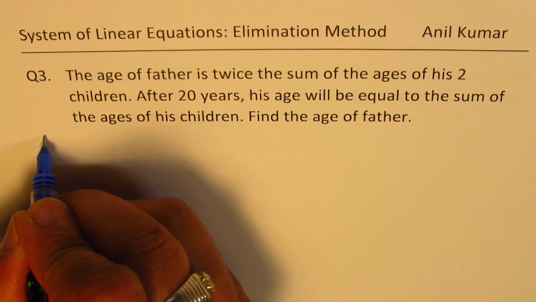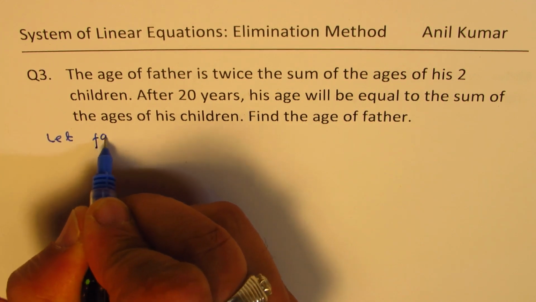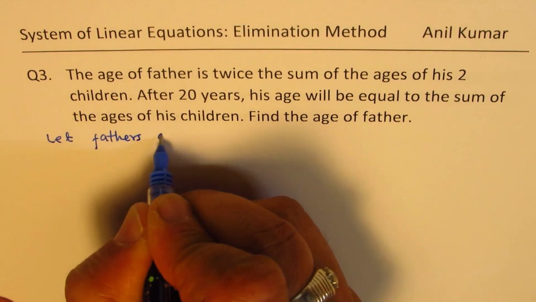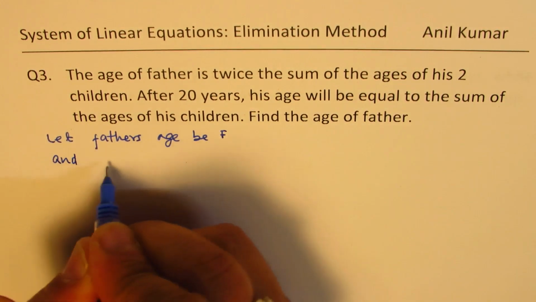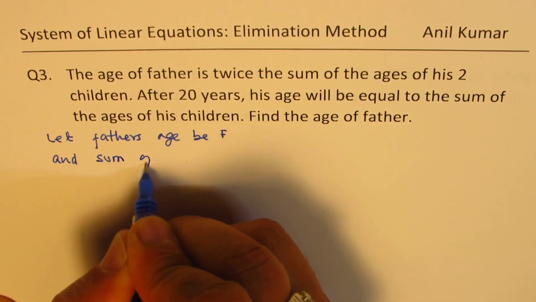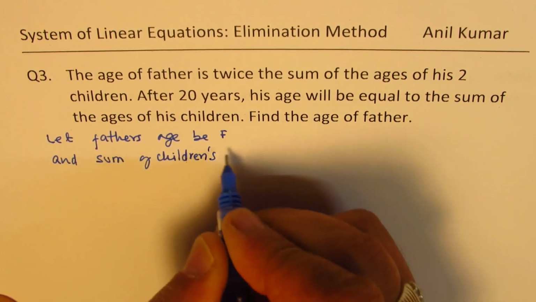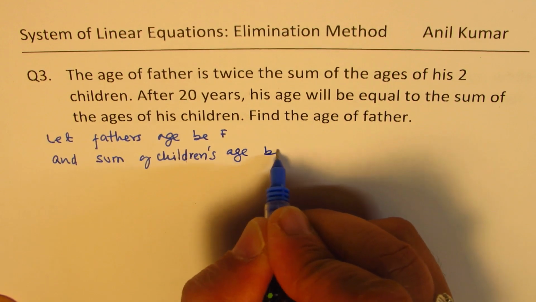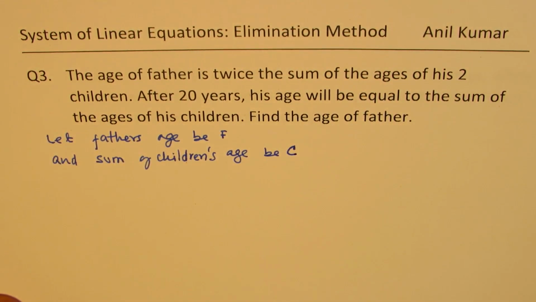So we can start with a let statement. We can say let father's age be F and sum of children's age be, let us say, C, right? So C is the sum of ages. Does it make sense to you, right?